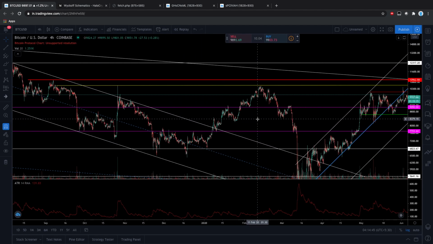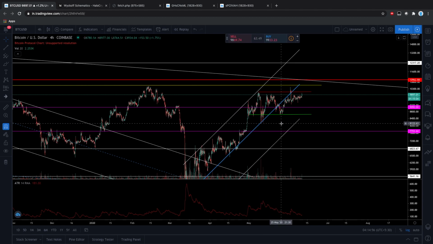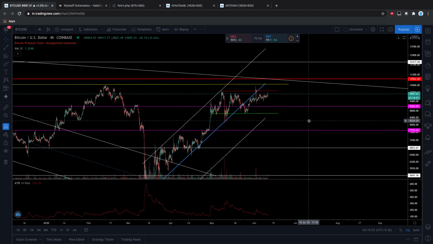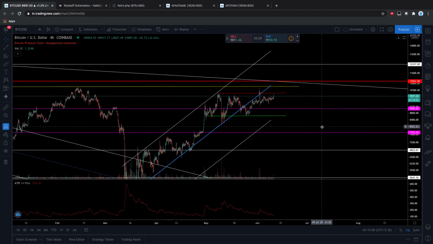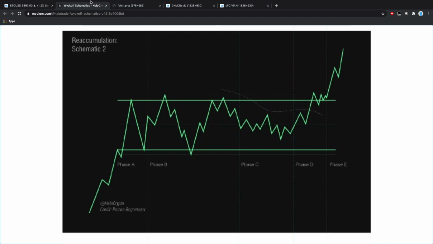So what I'm trying to tell you is, you can play it in many different ways. And so you now understand how ranges work, and the reason behind a ranging market. Now, you might be aware of the Wyckoff schematics. So we will look at the Wyckoff schematics which can be applied in the current scenario. So let's look at them.